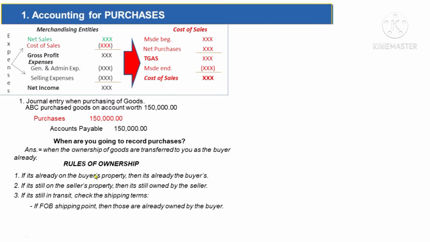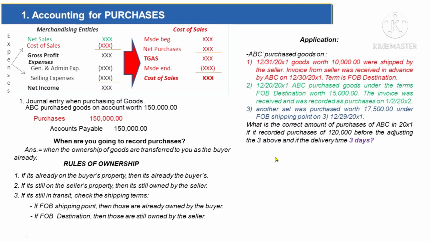And number 3, if it is goods in transit from the supplier, then you should check the shipping terms. If it is FOB shipping point, then you can already consider it as your purchases because it's already yours. But if it is FOB destination, then you can't record purchases yet since the goods are still the seller's. Now let's apply, if you did understand the rules on the transfer of ownership. So here's the illustrative problem. You can pause the video first so you can read the problem thoroughly, and assuming that you have already read it, let's try to analyze the problem.